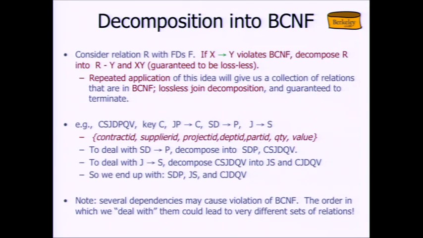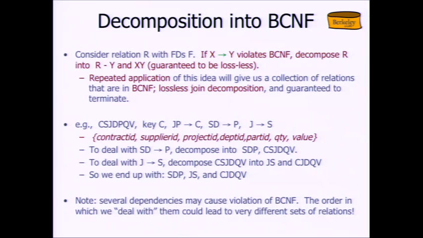Here's a different example just to drive this home, okay? It's our contracts example, right? Contracts, suppliers, projects, departments, parts, quantities, and values. P is parts. Projects and parts: for a given project, for a given part, you can only have one contract. For a given supplier and department, you can only have one kind of part. And for a given project, you can only have one supplier.